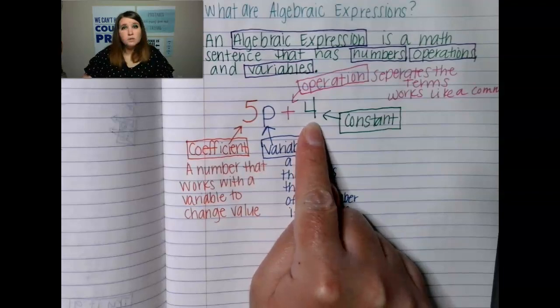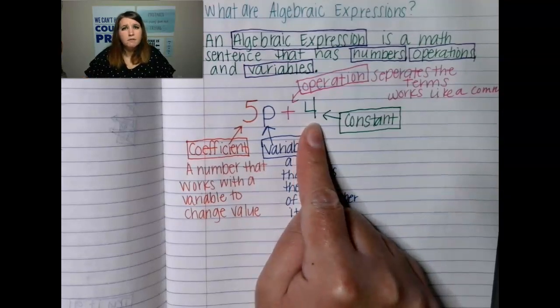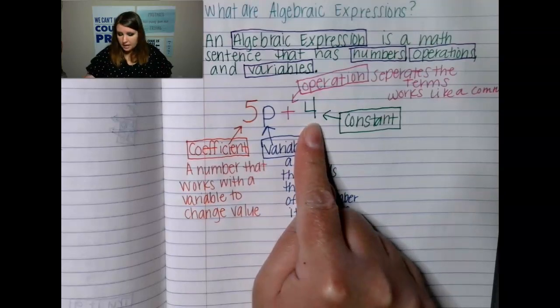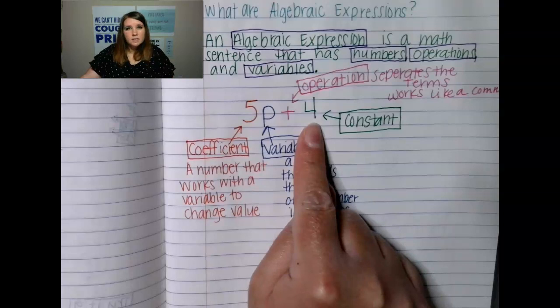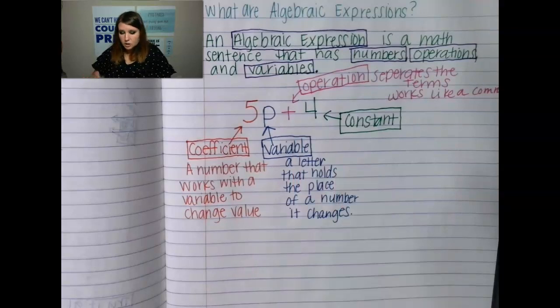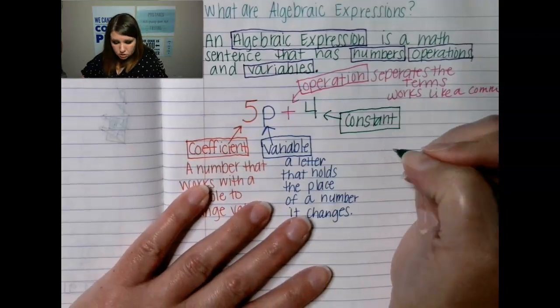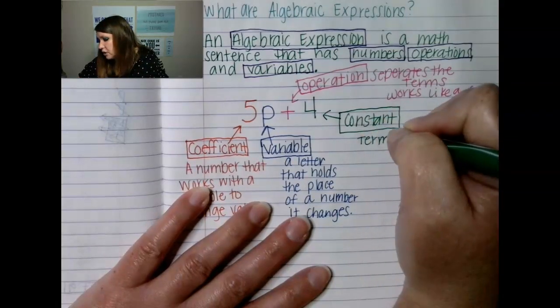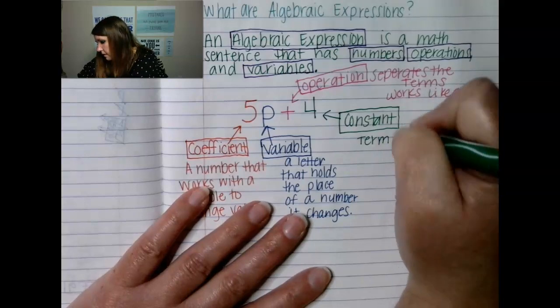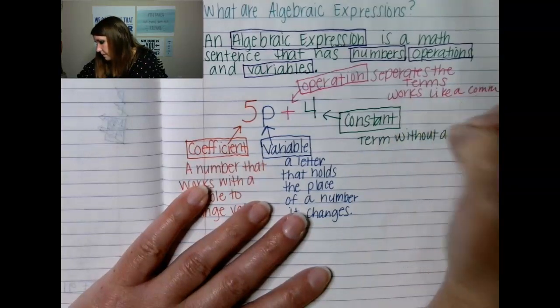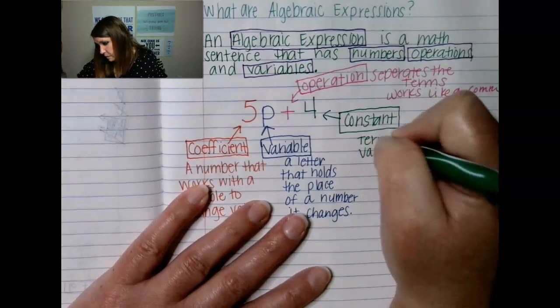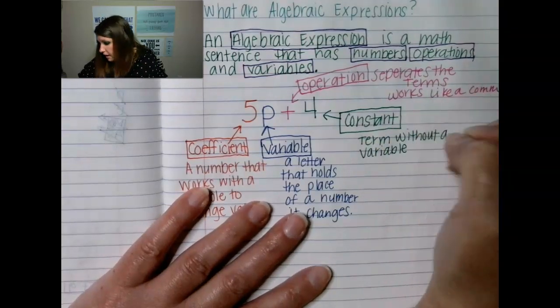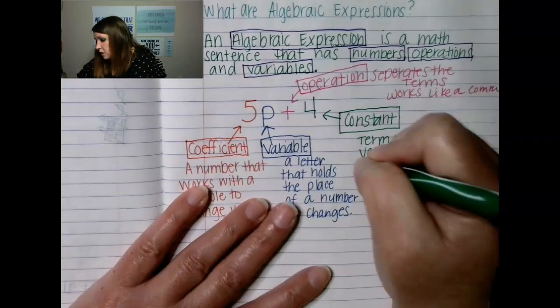No matter what. If this was a 5, it would constantly be a 5. If it was a 10, it would constantly be a 10. It never changes its value. When we look at it, we see a 4, we know it's a 4. So constants are numbers or terms that stand alone and their values don't change. This is a term without a variable. The value never changes.